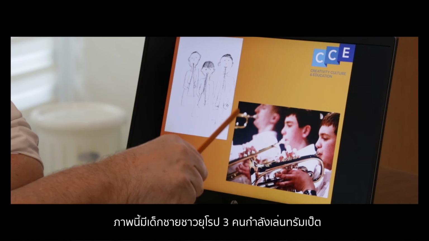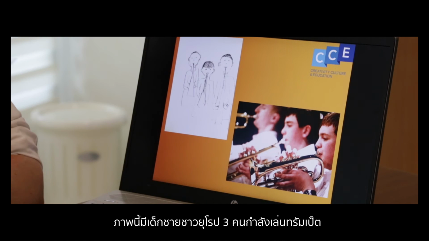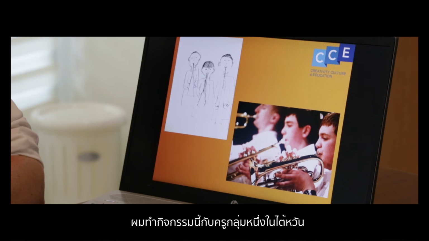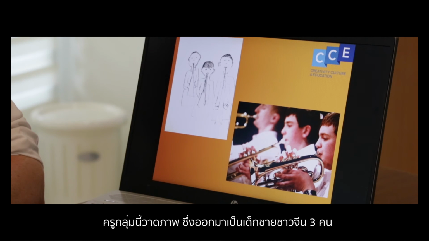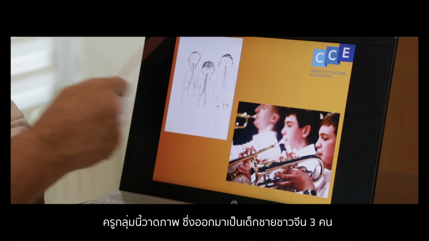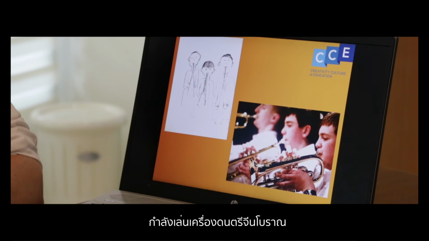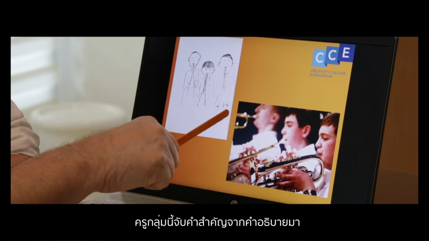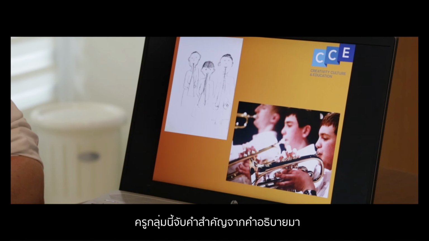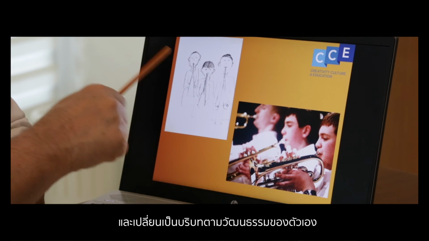Here you have 3 European boys playing the trumpet. And this activity I did with some teachers in Taiwan. And they drew this, which turns out to be 3 Chinese boys playing a traditional Chinese wind instrument. So they have taken the key words from the explanation and transformed it into their cultural context.